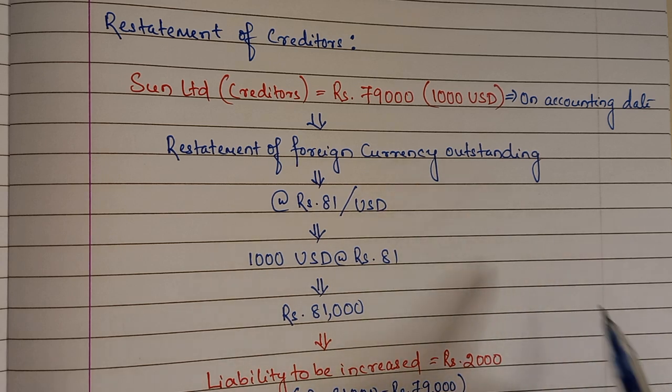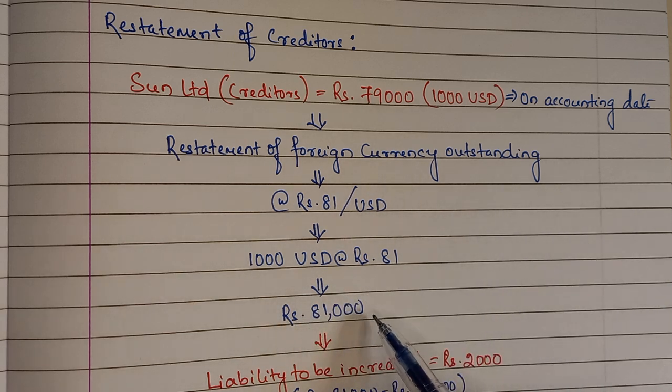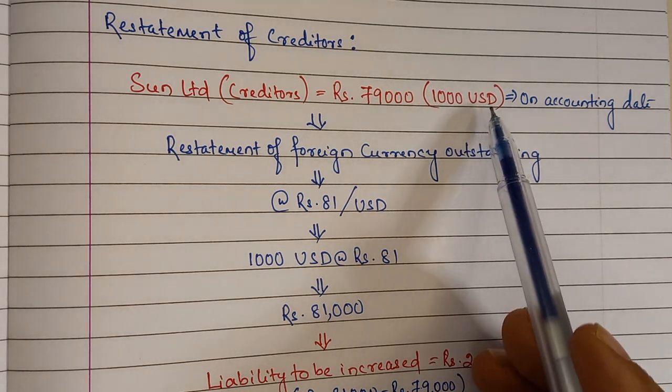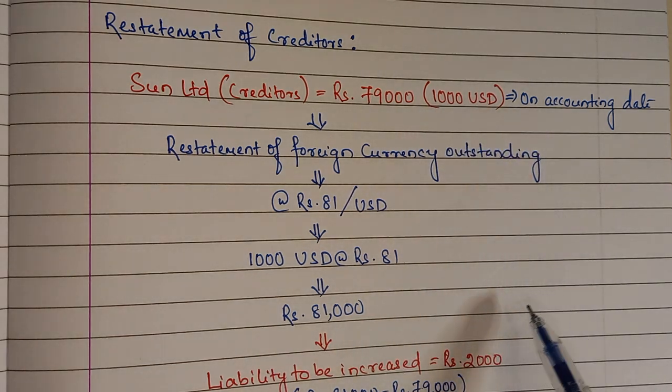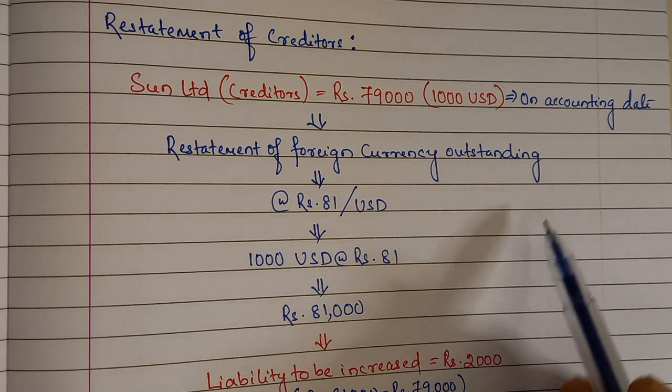Now the question arises, why does the accounting standard require us to restate? Because if you see in reality, if on 31st March you are going to settle the account of Sun Limited, that means if you are going to pay on 31st March to Sun Limited, you have to pay 81,000 rupees to the bank to buy $1,000. Okay, so this is more of a conservative view, or you can say the fair value at which you are going to settle the creditors or debtors on the date of reporting. Hence, this has to be done.